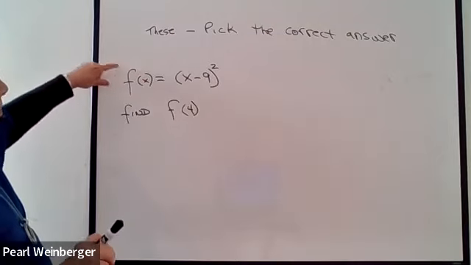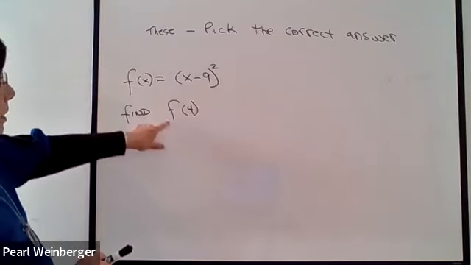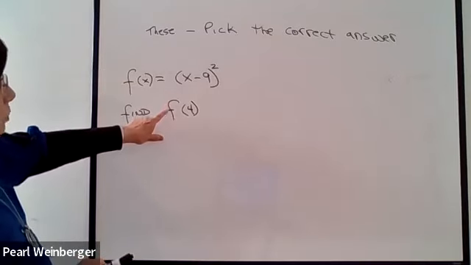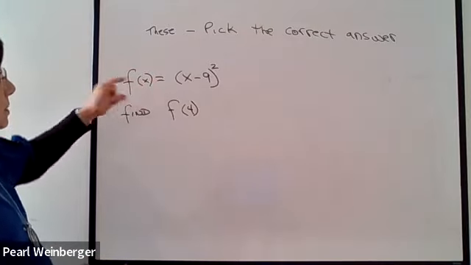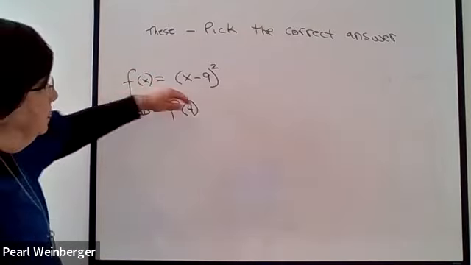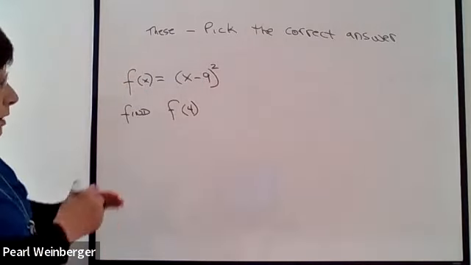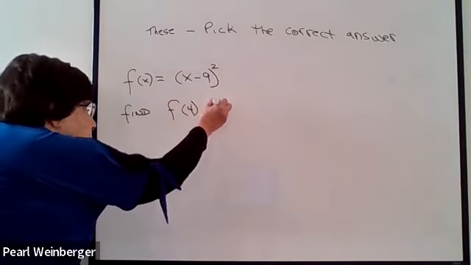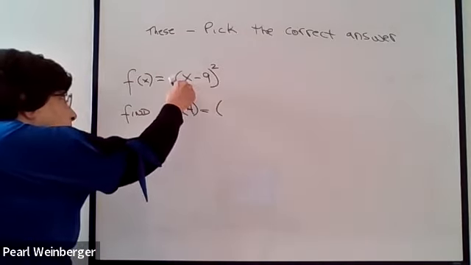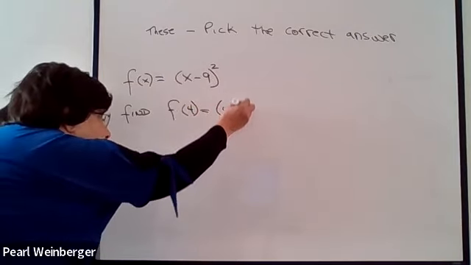All right, so we're trying to figure out what f of 4 is, which means what we're looking for is when we replace the x with 4 in this expression, what are we going to get? In other words, f of 4 means the parentheses, instead of the x, I'm putting a 4 minus 9 squared.